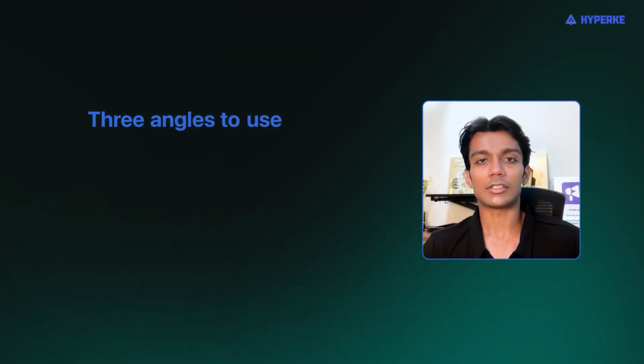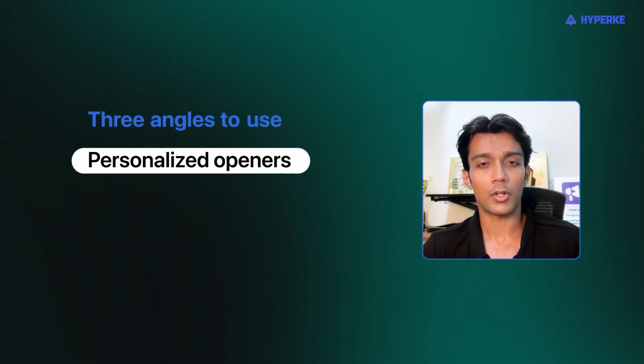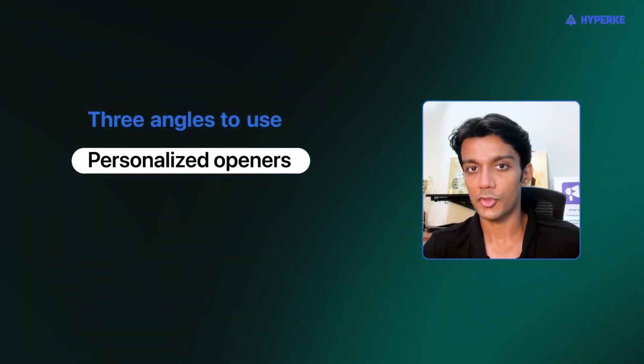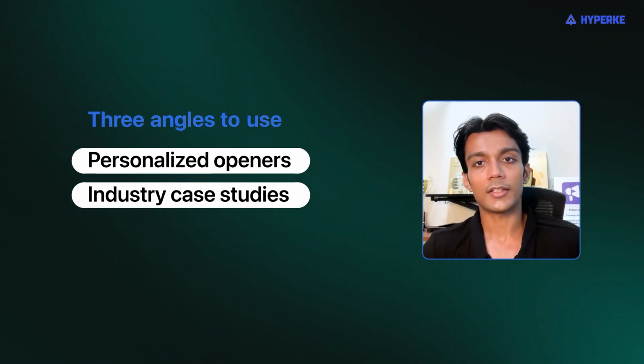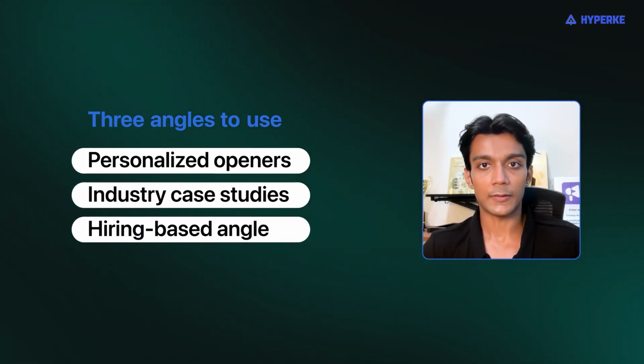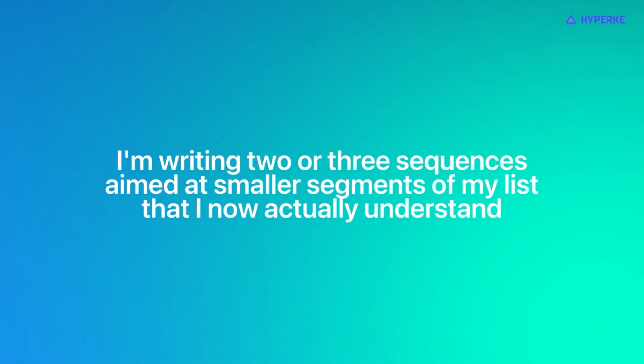So now when I sit down to write an email sequence, instead of figuring out what's the best thing to say to every single one of these companies, I now have three angles that I can lean into. I can either have Claude create personalized openers for all of the companies where it finds relevant information, or I can just lead with industry specific case studies, or I can reference the fact that they're hiring and use that as an angle. And this easily saved me 4 to 6 hours worth of work when creating this campaign, because instead of writing multiple email drafts based on a hunch, I'm writing 2 or 3 sequences aimed at smaller segments of my list that I now actually understand.